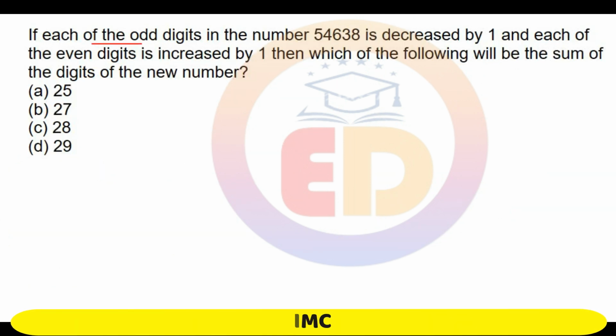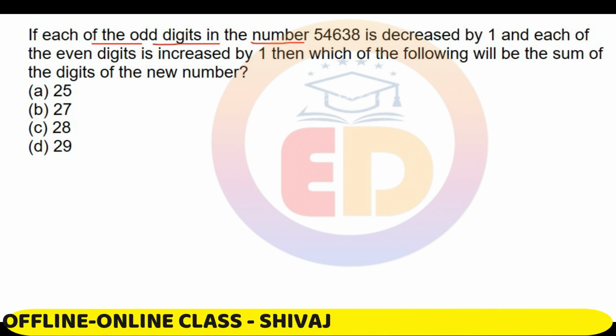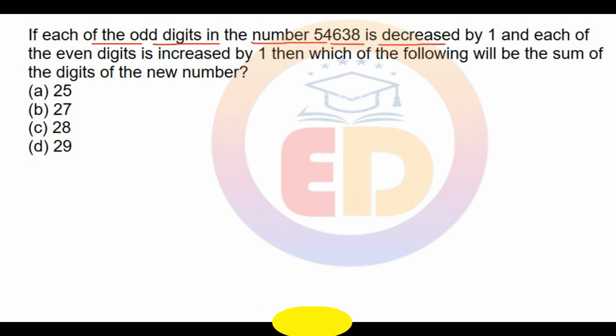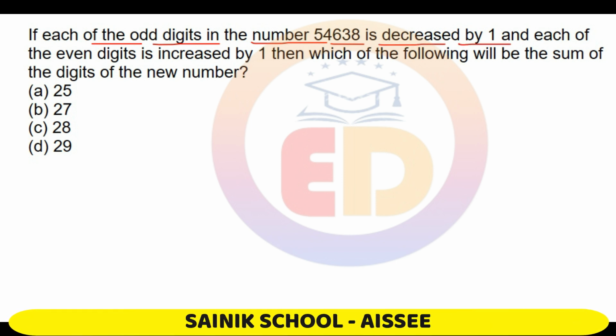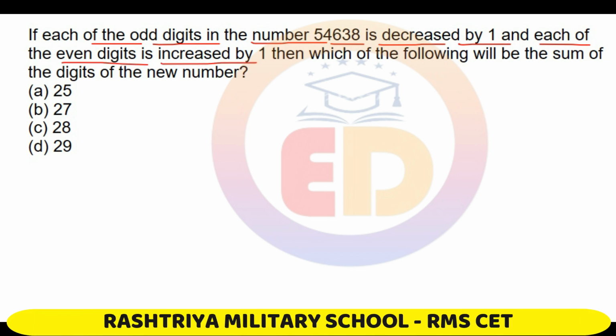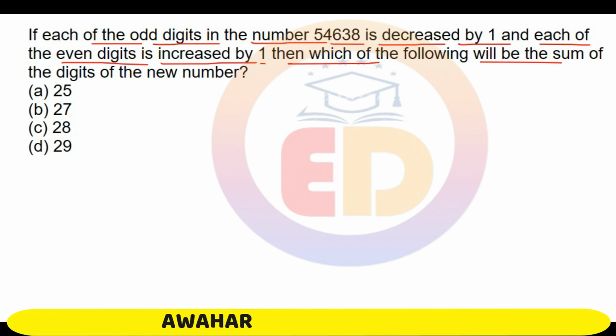If each of the odd digits in the number 54,638 is decreased by 1, and each of the even digits is increased by 1, then which of the following will be the sum of the digits of the new number?